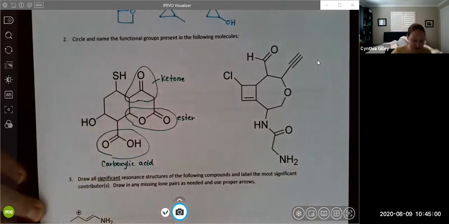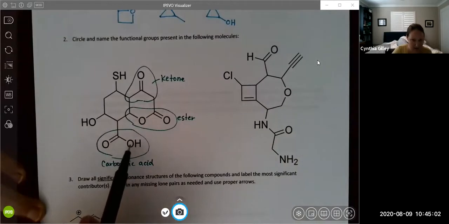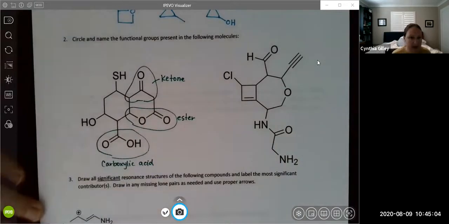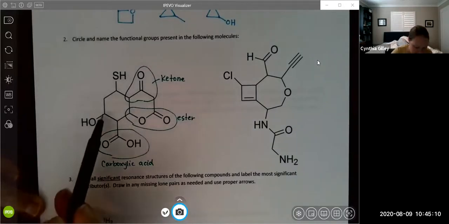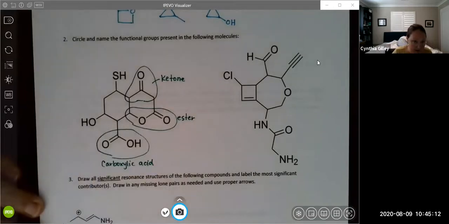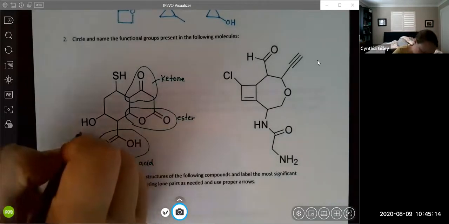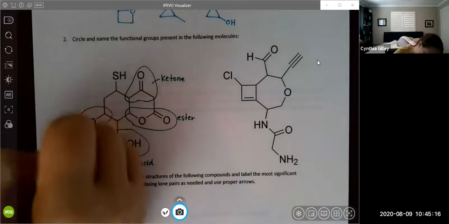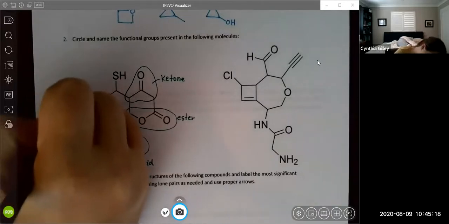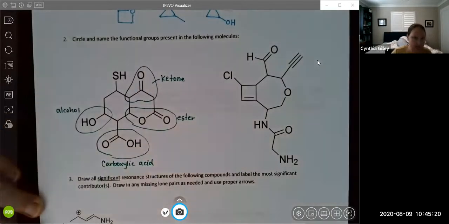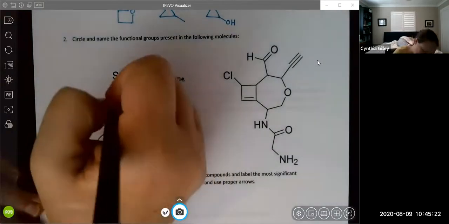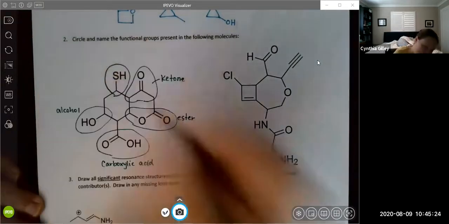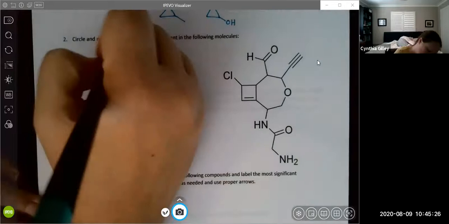Right, so note that this is not an alcohol, because of the carbonyl next to it. It's considered a carboxylic acid and not an alcohol. This OH group, though, has a carbon that doesn't have a carbonyl next to it, so this one is an alcohol. And then the last one we have here is this SH group attached to a carbon, so this is called a thiol.